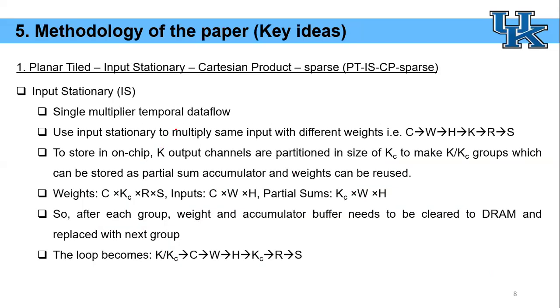So the paper uses a data flow called PT-IS-CP-sparse. So that's the intra-tile input stationary Cartesian product sparse data flow. So we just talk about that in brief. So the first part is input stationary. What that basically means is that the input will be stationary, or the input will stay static in a PE, and we will be changing the weights, and then obviously we'll be taking the partial sums out of that.